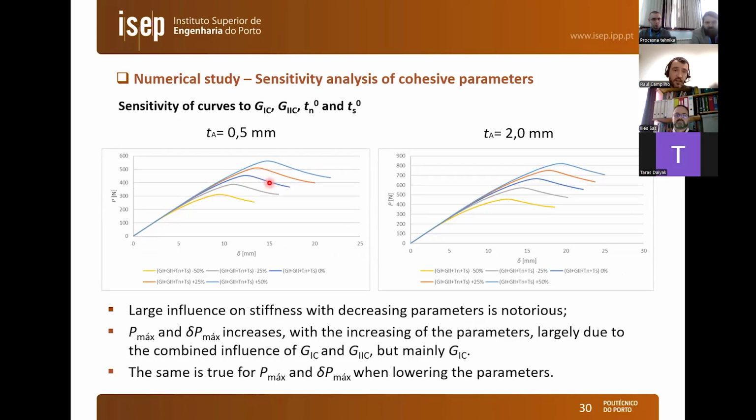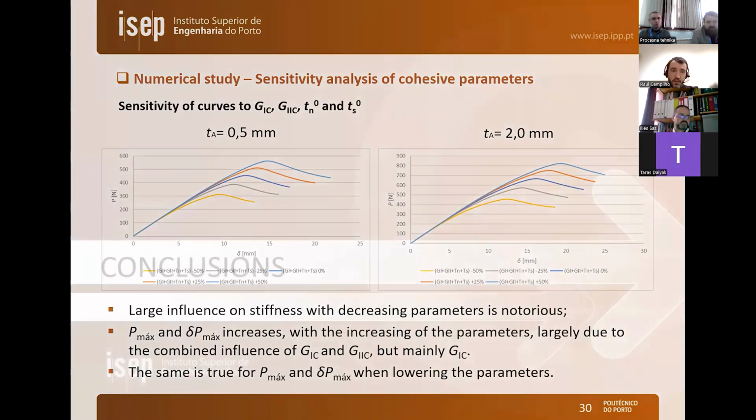So we can see that all of the parameters that we input in the models are important, and that to have good results, we must have these parameters properly characterized, because otherwise we are not going to have a good strength prediction in these joints.